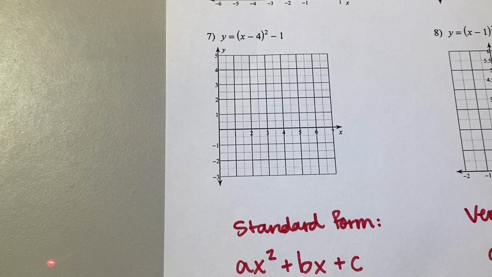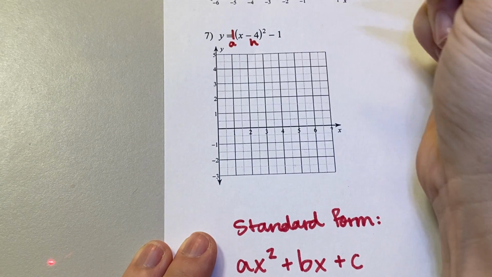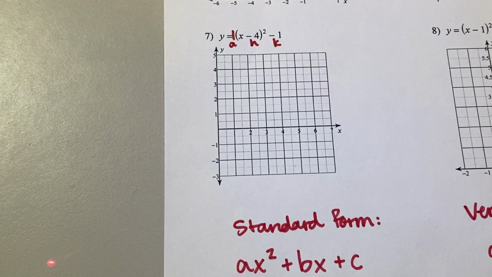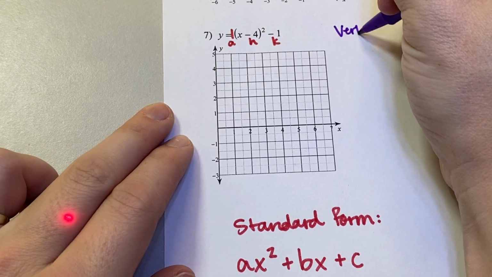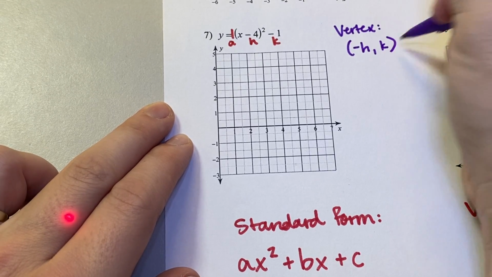Isaac. 1 is A, negative 4 is H, and negative 1 is K. Love it. I love that he knew that there was the invisible 1 for your A. Super important. Okay, well now it's super easy from here. We know that our vertex in vertex form is always negative H, comma, K.